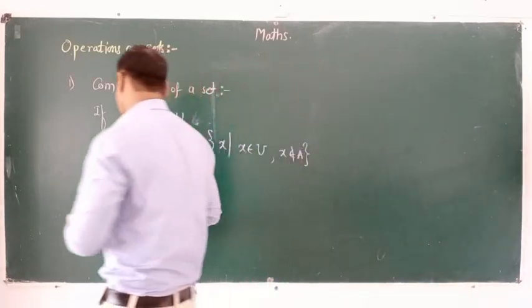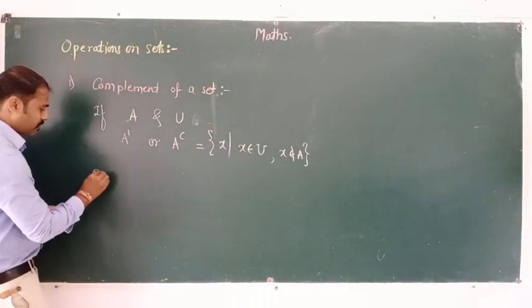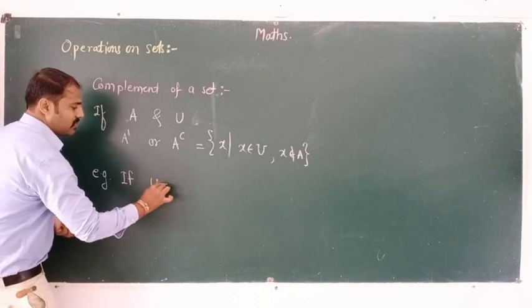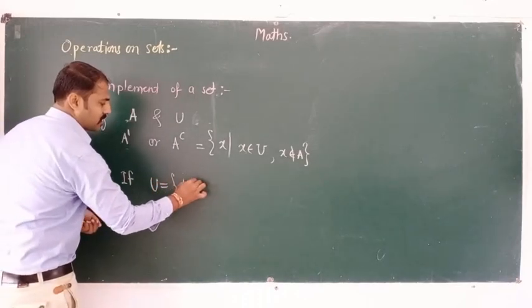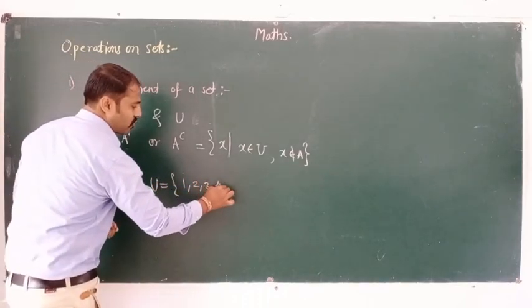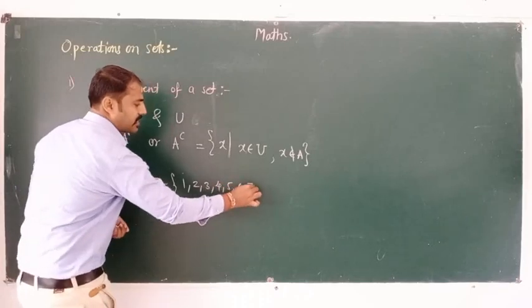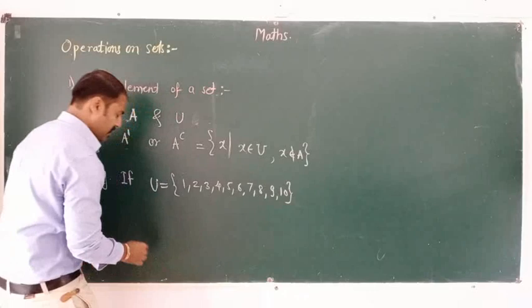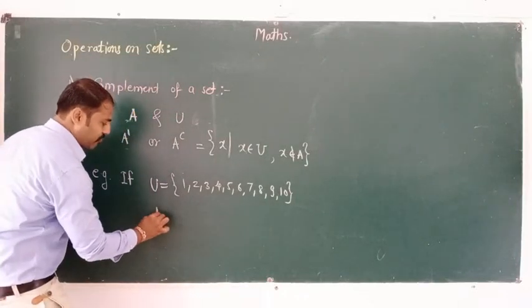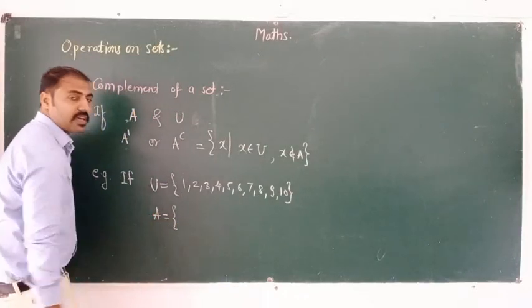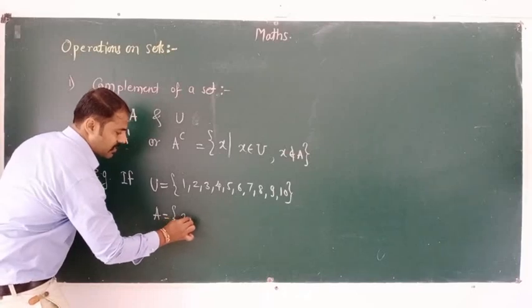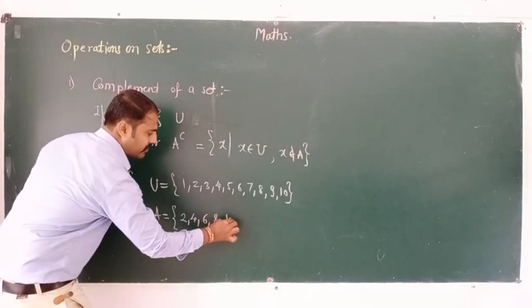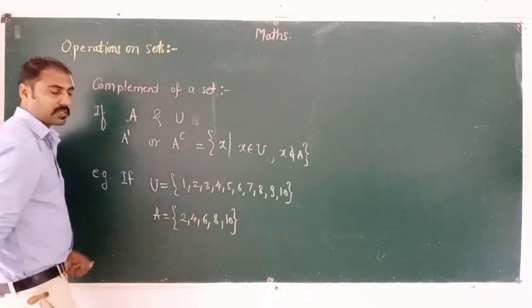For example, I am writing here, if U is the universal set, here U is 1, 2, 3, 4, 5, 6, 7, 8, 9, 10. It's our universal set, and here A is defined as the set of even numbers, that is 2, 4, 6, 8, 10.